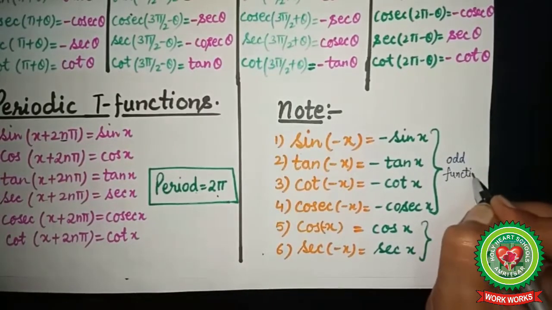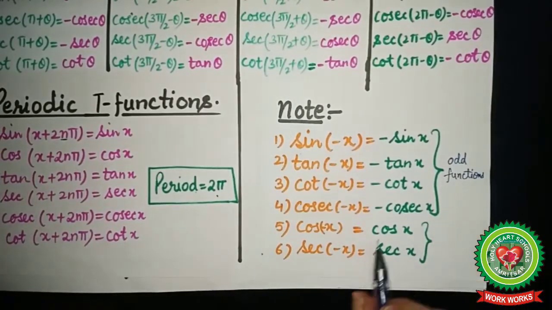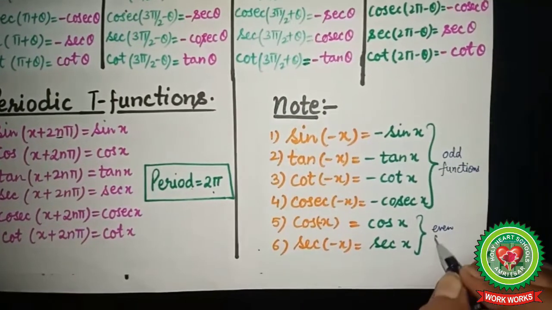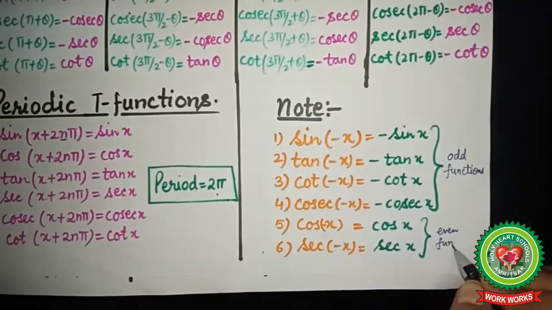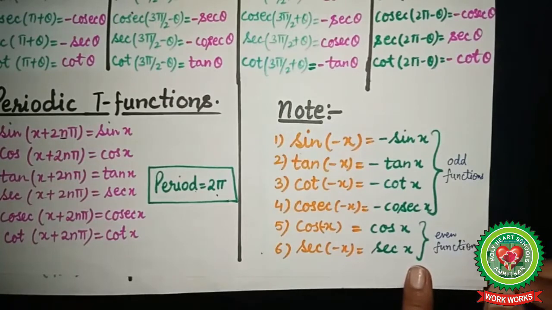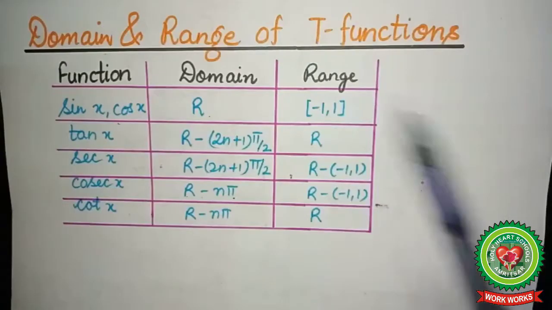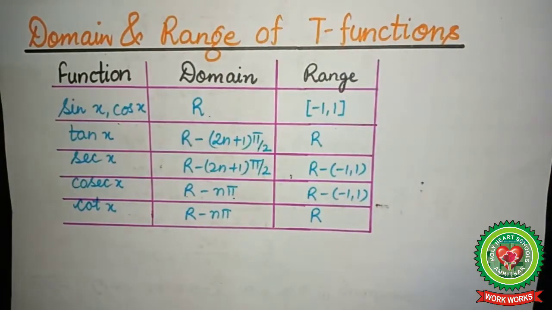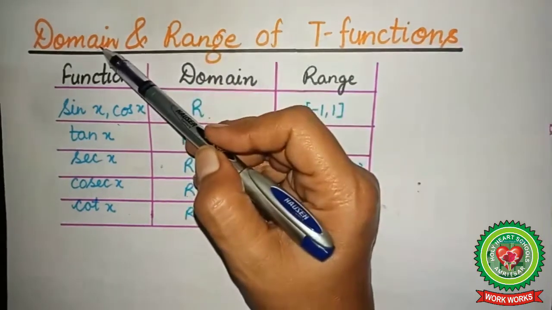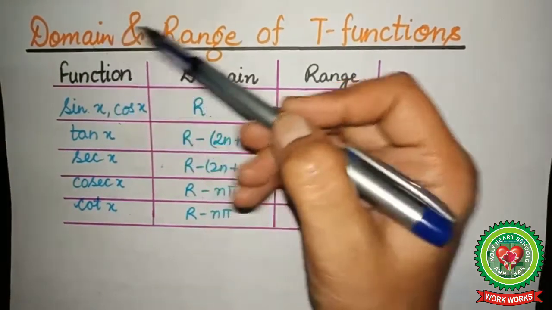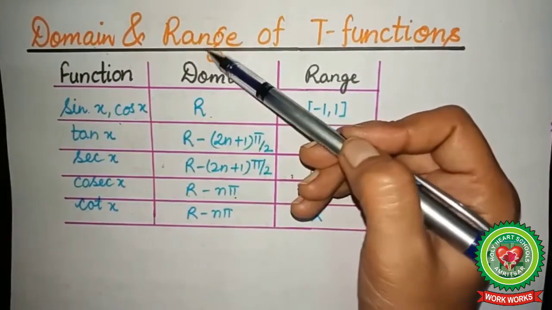And the functions for which we are getting positive signs, so they absorb the negative sign, these are called the even functions. Next is domain and range of t functions. Now domain means the values of x for which the function is defined, and range is the answer value.